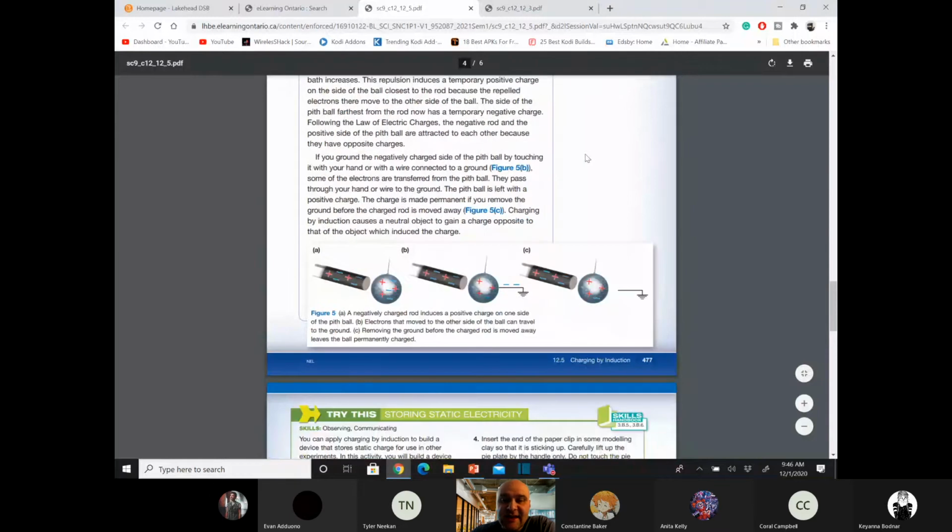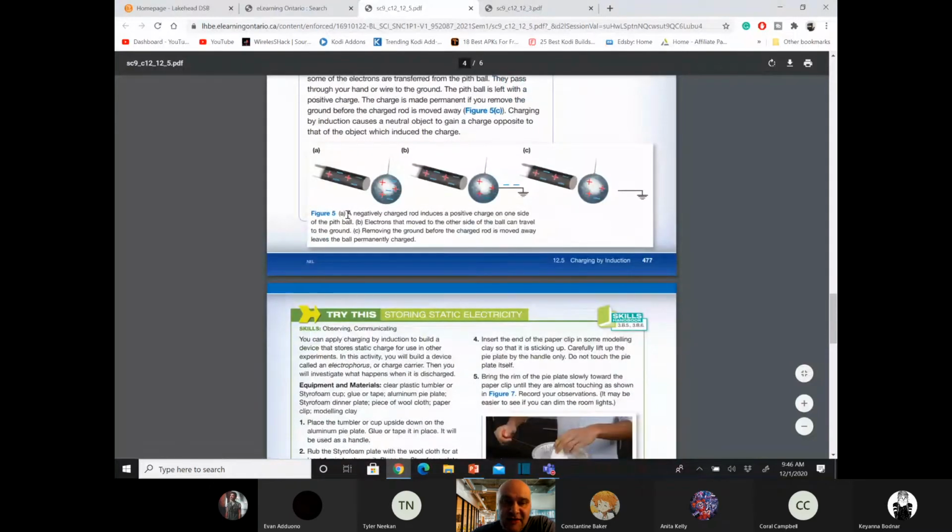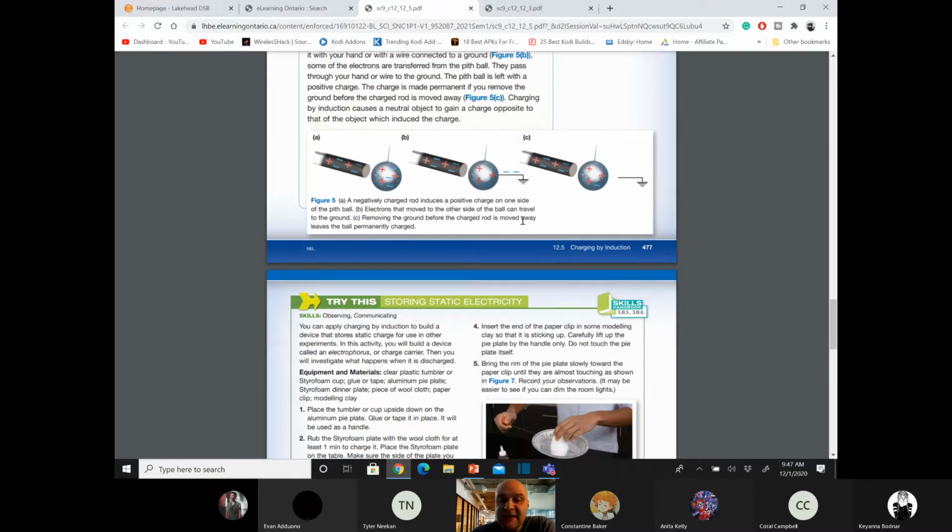Sometimes I find it easier just to look at the diagrams and see what's going on than these paragraphs, because they try to over-explain it. So figure: a negatively charged rod induces a positive charge on the side of the pith ball. Okay, so we've got a negative rod here. You bring it close to the pith ball, and the electrons move to the other side. Okay, good. Then what it's saying is the electrons are actually grounded, so if you can ground this ball, you can remove the electrons, and you're left with a pith ball that's positive, and you have a negative rod. I don't know why you'd want to do that, but that's that.